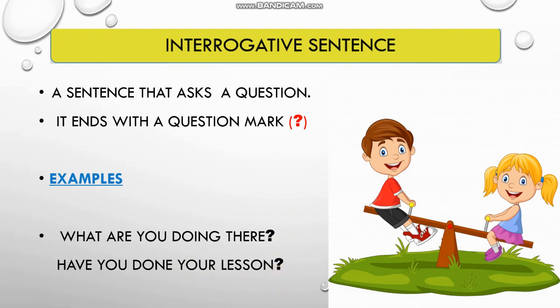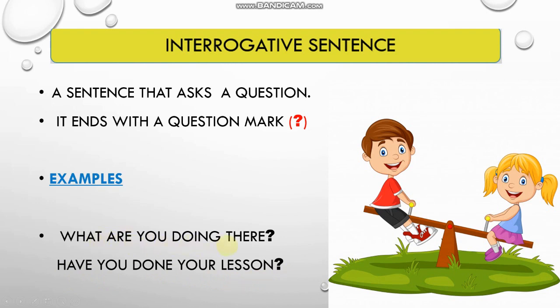Now there are two types of interrogative sentence. One type is when you ask a question, you can say yes or no as an answer. Here, have you done your lesson? Yes, I have done my lesson. Or no, I have not done my lesson. Whereas, what are you doing there?